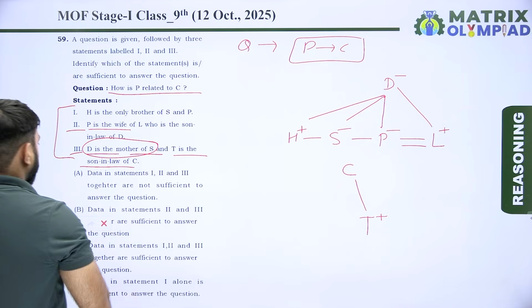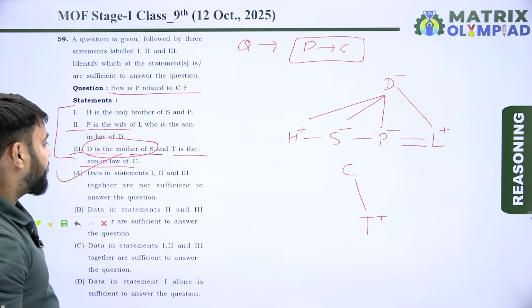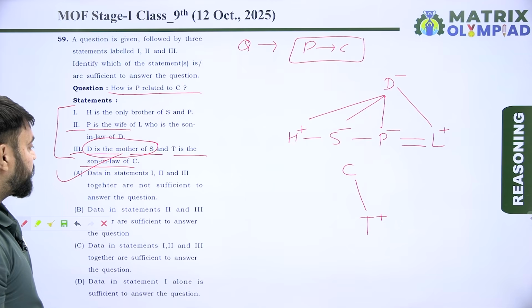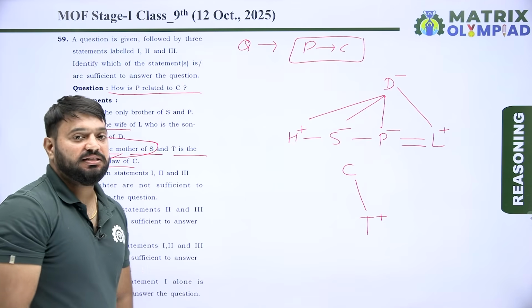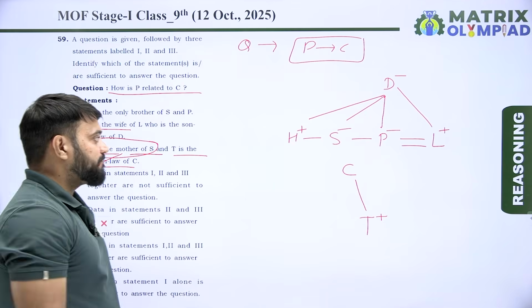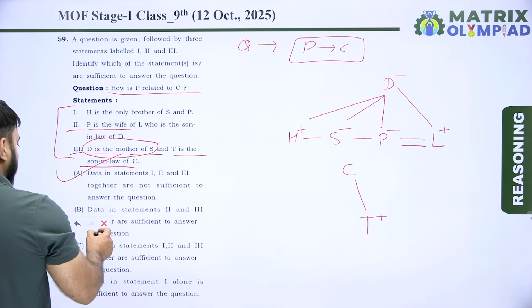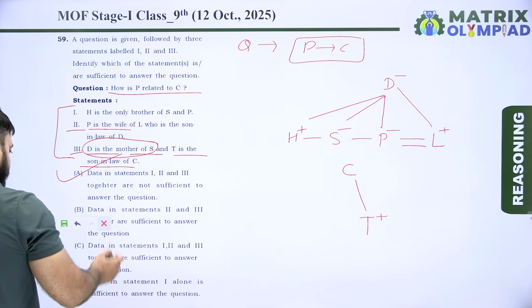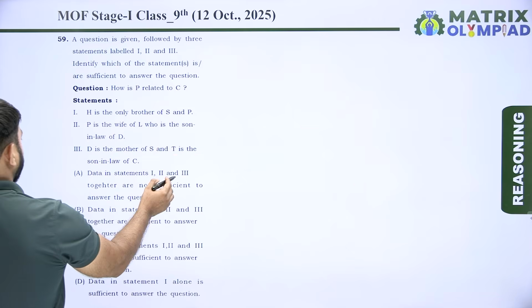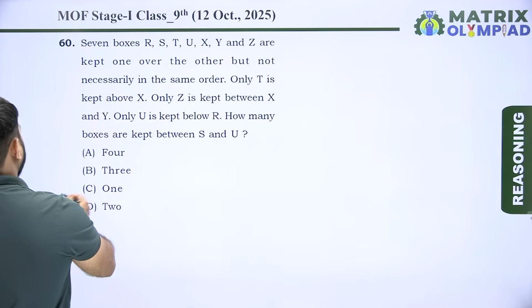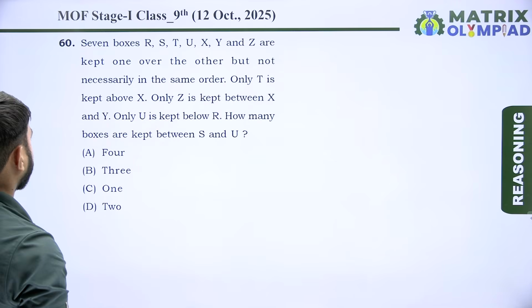So here option A, data in statements first, second and third together are not sufficient to answer the question, is the correct answer of this question, because all statements together are not sufficient to give the answer. Let's move on to the next question. Now the next question is question number 60.